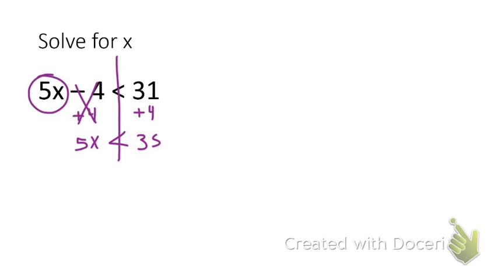All right, so we're not done yet. 5x, ladies and gentlemen, means 5 times x. There wasn't a division sign, there wasn't a subtraction or addition. So whenever you see this, it means 5 times x. But we're trying to isolate x. So the inverse of multiplying x by 5 is to divide by 5. What I do to one side, I do to both sides. Alrighty, so we're left with x being less than 7.